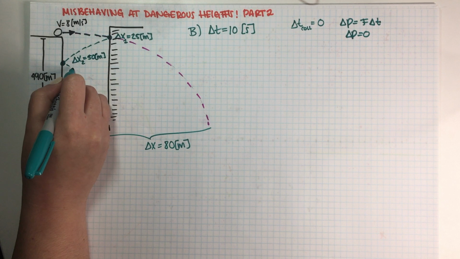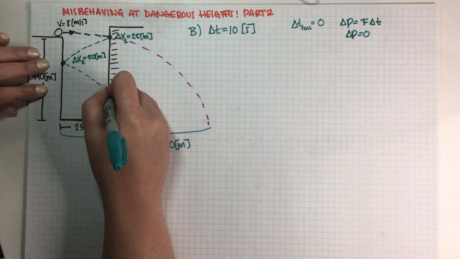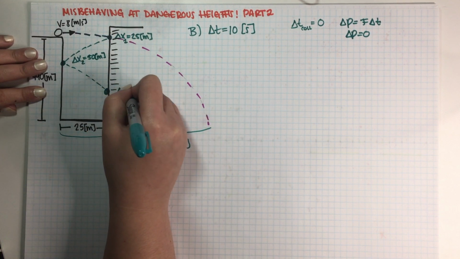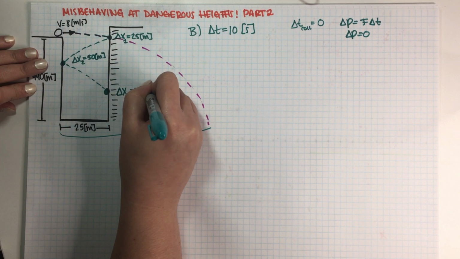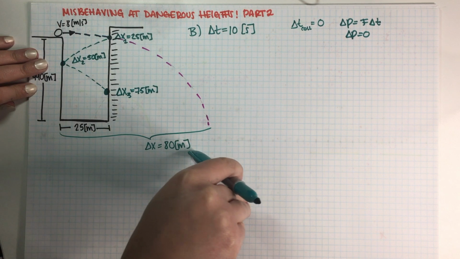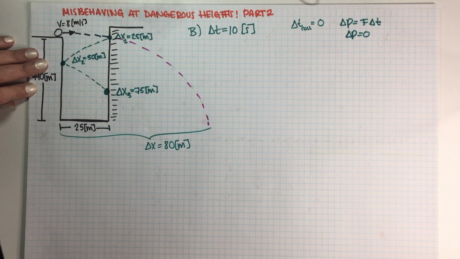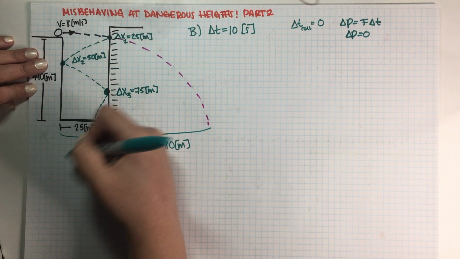And this thing is gonna bounce like this. And delta X3 is gonna be 75 meters of travel distance. And it was only meant to travel 80 originally, so that means that it's not gonna bounce a fourth time because it only has 5 meters left. So this thing is just gonna fall like this.